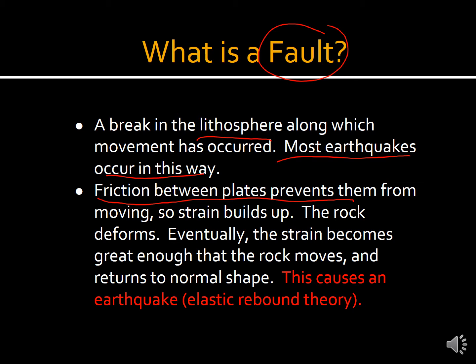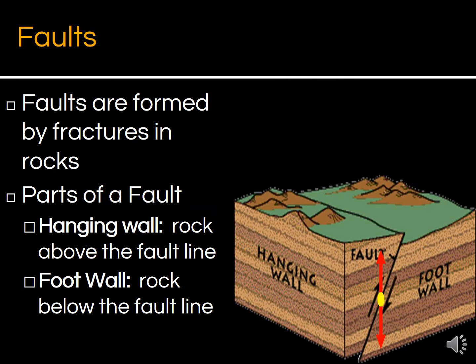So strain builds up. If you ever don't move your leg for a little bit, and as soon as you move it, you hear a big old pop, or it has this grinding sound, or it's hard to move. All of that is basically what an earthquake is. So rock deforms. Eventually, the strain becomes great enough that the rock moves and returns to normal shape. This causes an earthquake, and it's called the elastic rebound theory. You ever get up and your knee popped, and you're like, man, it felt good, but it kind of made you shake a little bit. Well, that's elastic rebound theory.